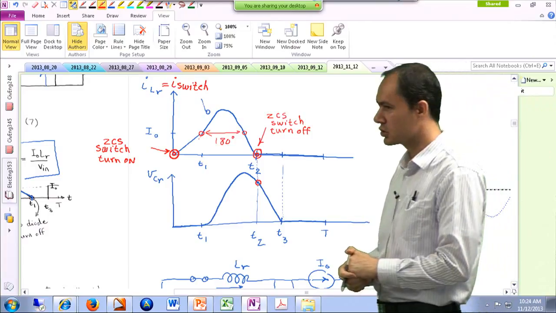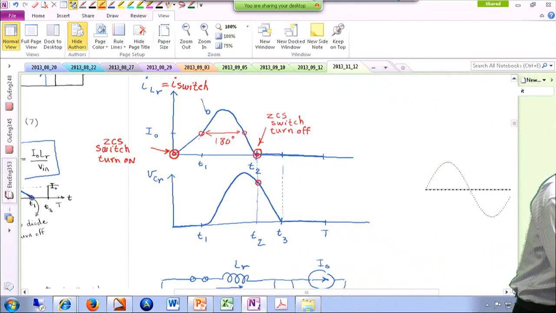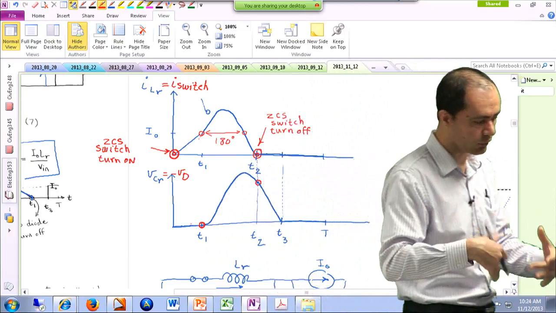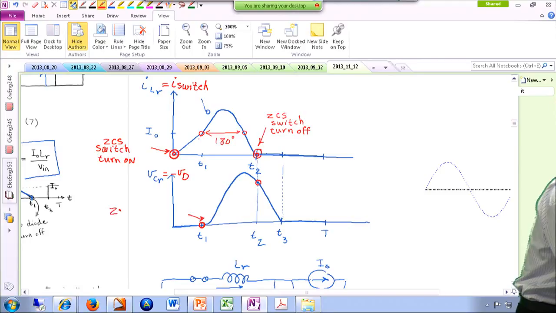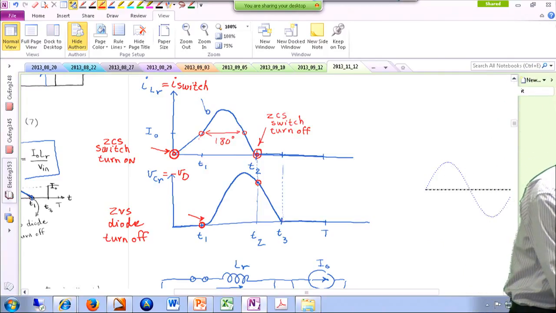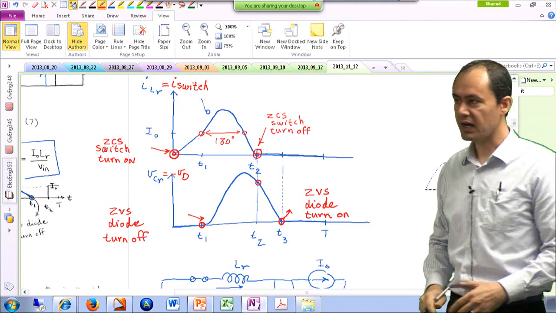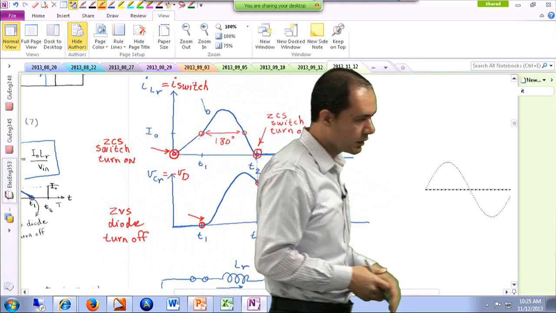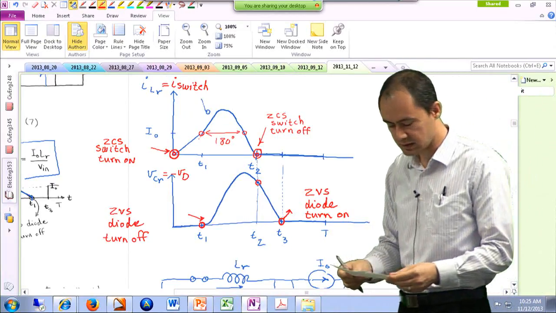Not only did we achieve ZCS for the switch, if you look at the diode, the voltage of VCR is the opposite of the voltage of the diode. The diode turned off, and its voltage did not instantly jump to a value. It gradually rose. So we have ZVS for the diode at turn off. And when the diode was about to turn on, its voltage was coming back to 0. So again we have zero voltage switching for the diode at turn on. So we have ZCS and ZVS going on at the same time. Why do we call it a ZCS topology? Because the switch is our main priority, and because the switch is enjoying a zero-current switching mechanism, we call it a ZCS topology. All right.